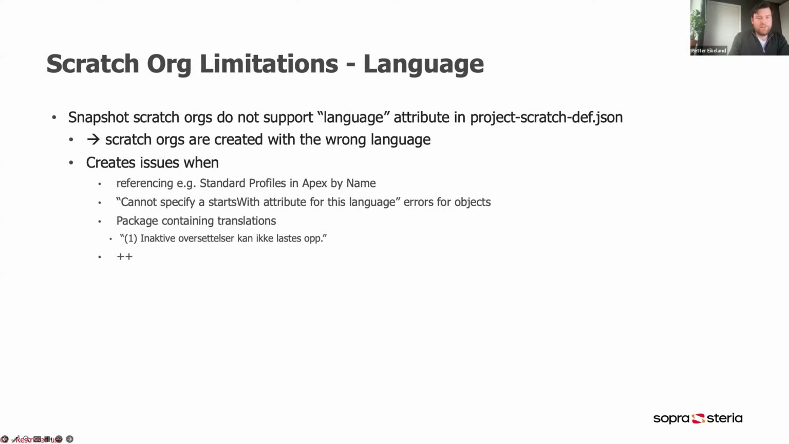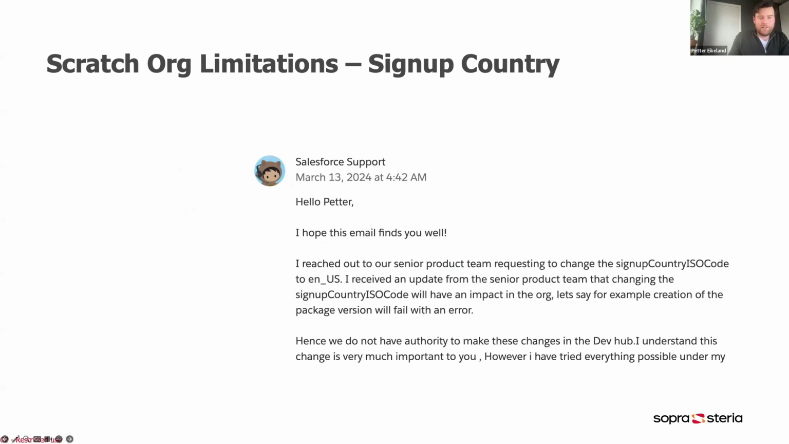As mentioned, what defines the Scratch org's language, I've used a lot of time trying to figure that out. The documentation from Salesforce says that it's the locale. Somewhere it says it's the DevHub language, but none of those are correct. It's actually the sign-up country ISO code, as you can see here. And unfortunately, as they say here, we're not able to actually change the sign-up country. So that means that we're locked.